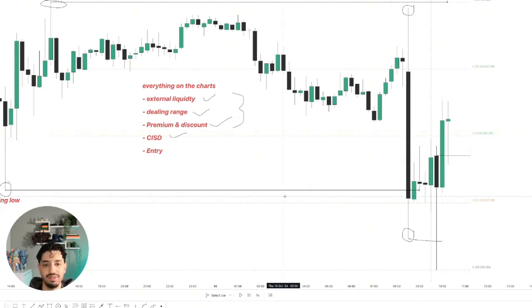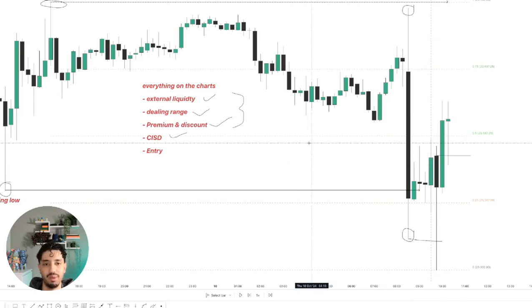So this is the 15-minute chart. And this is how I like to map out my dealing ranges and do everything before the 9:30 open. So once you're able to identify this, external liquidity, dealing range, premium and discount, change in the state of delivery, the next thing is entry. And after the 15-minute chart, you can move on to the 5-minute chart and you can look for an entry on there.